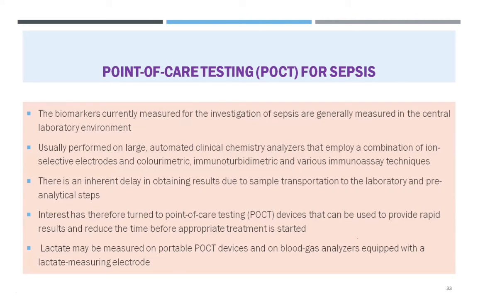Sepsis should be diagnosed very early, and any delay can increase sepsis mortality by about 3%. Hence, point of care testing is very necessary for the early diagnosis of sepsis and control of mortality. For example, lactate may be measured on portable POCT devices and on blood gas analyzers, which are equipped with a measuring electrode.